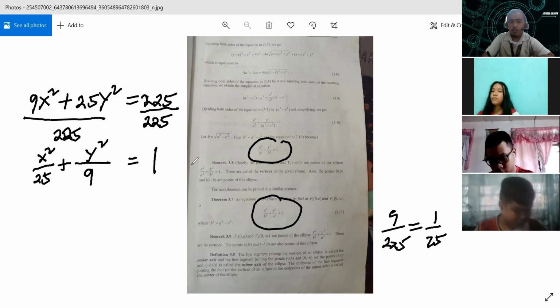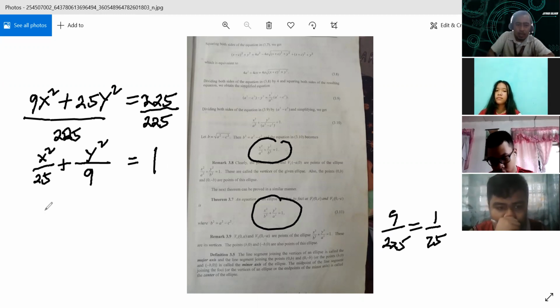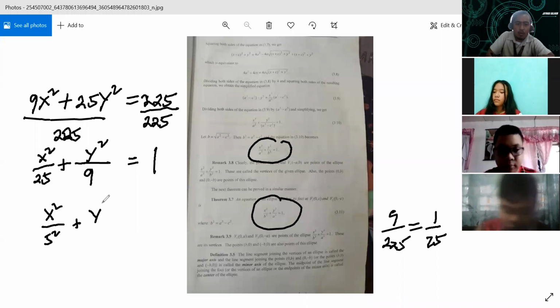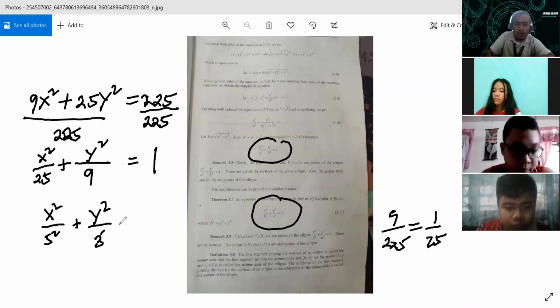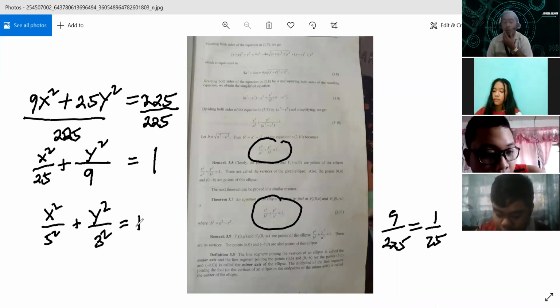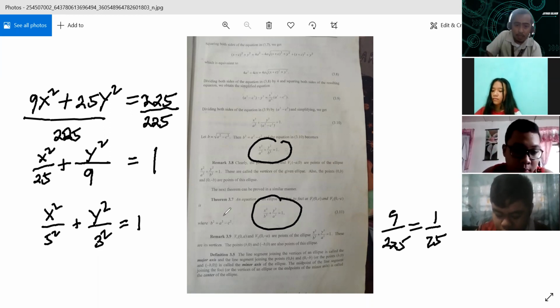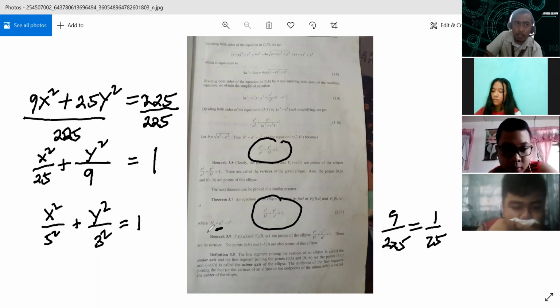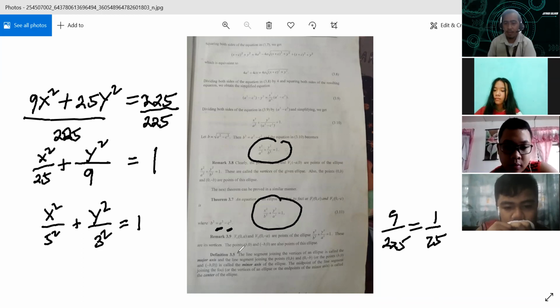And we should make it this way. So in this case, it will be x squared over 5 squared, because 25 is a perfect square, and y squared over 3 squared equal to 1. By the way, one thing that you will remember, this a should always be greater than your c.